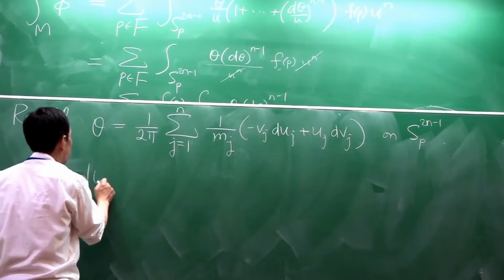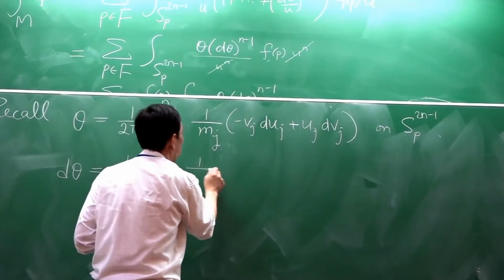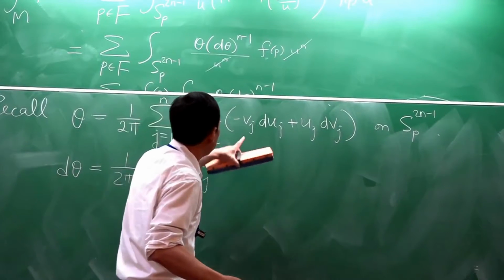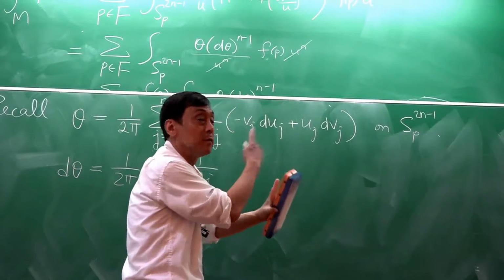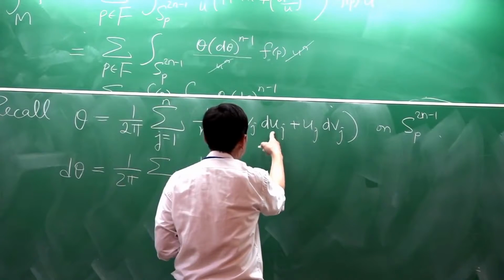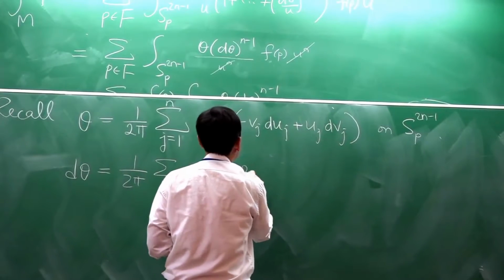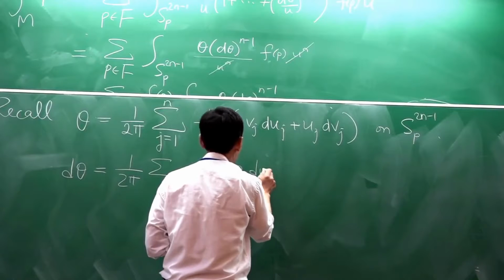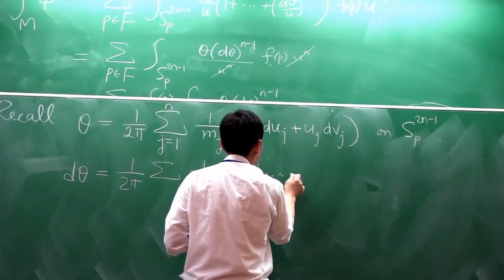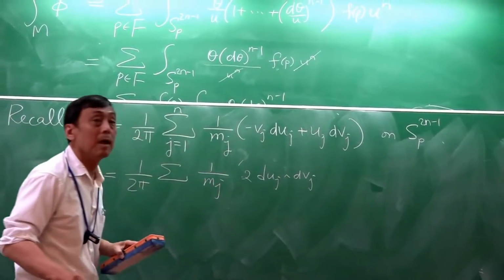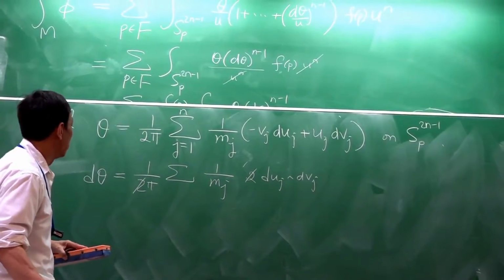And so d theta is 1 over 2 pi, the sum of 1 over mj, minus dvj wedge duj. I can switch the two. It becomes duj dvj, and this also gives me duj dvj. So I get 2 duj wedge dvj. Okay, and so the 2 cancels. So that's d theta.